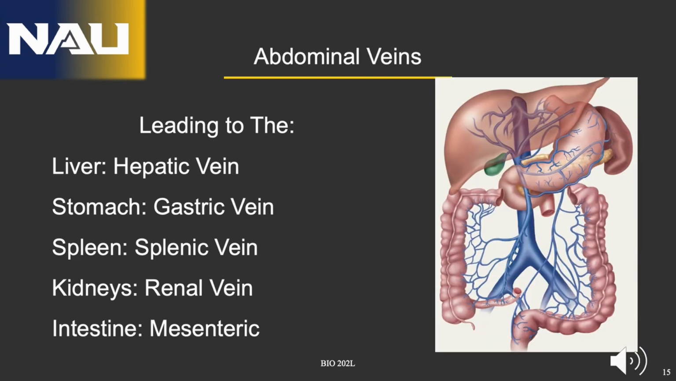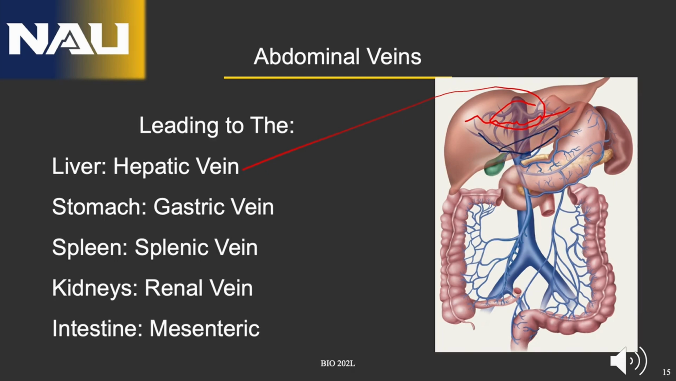The veins in the abdomen are very similar to the arteries. So we have the hepatic vein here. It drains blood from the liver, and it's a part of a portal system, so there's a capillary bed in the liver processing the digested nutrients moving from the intestines and stomach. And so we have the hepatic portal vein here, and the hepatic vein there.